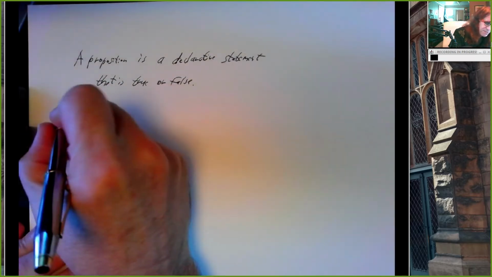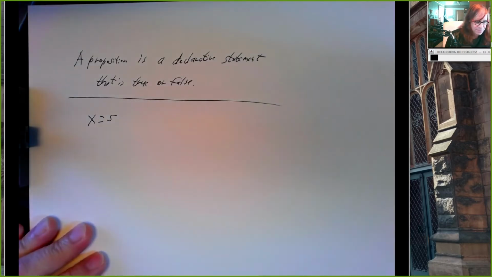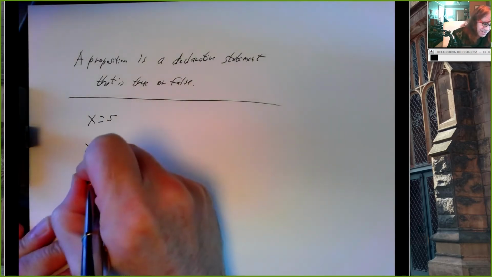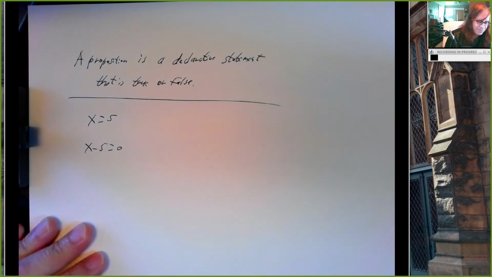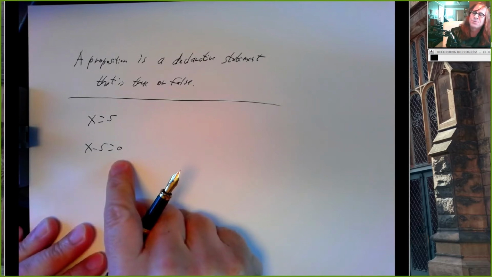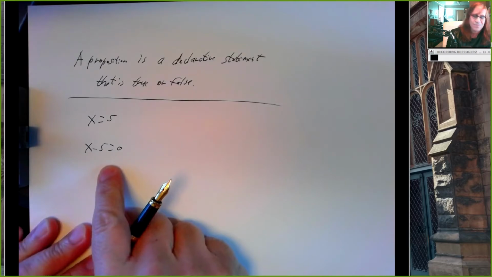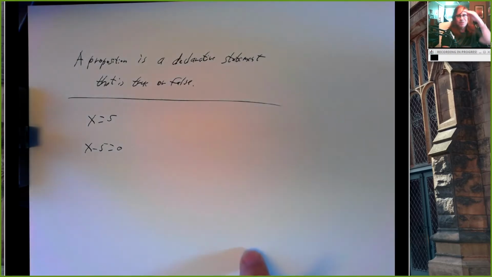All right. So this is the main thing we're studying, propositions. And the reason I'm spending a few minutes talking about this is, here's an example of a proposition. X equals 5. Here's another proposition. X minus 5 equals 0. And if this proposition happens to be true, I know that this is also true. And if this is false, I know that this is false. So from one proposition, sometimes we can write other propositions.